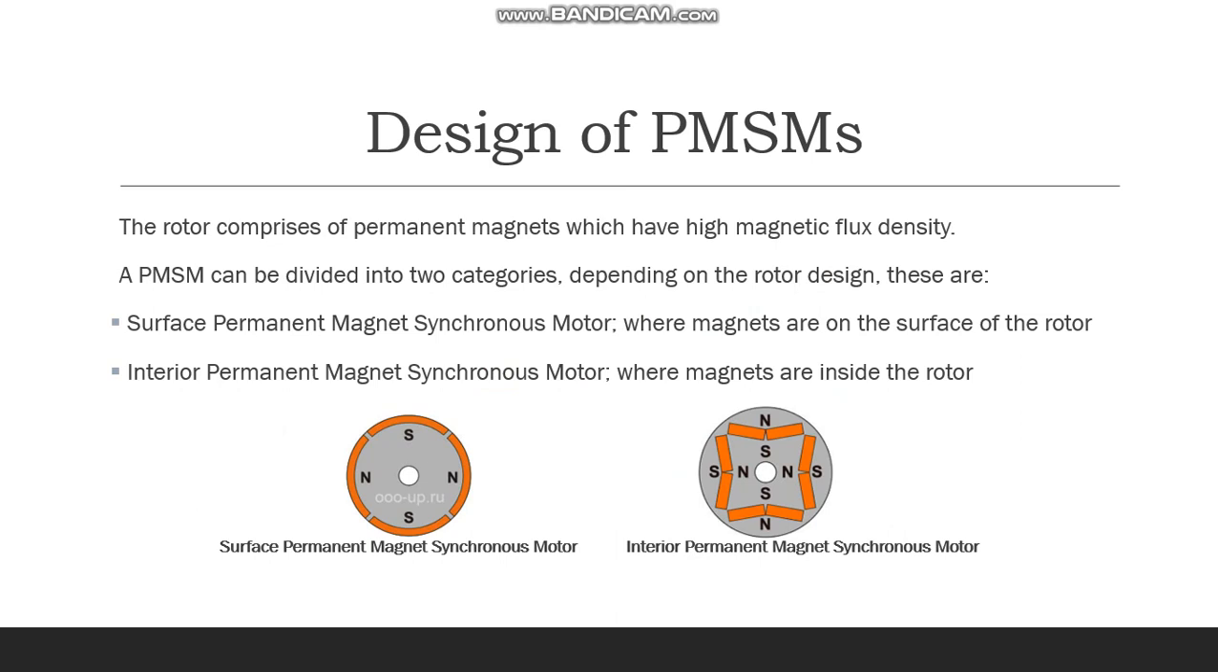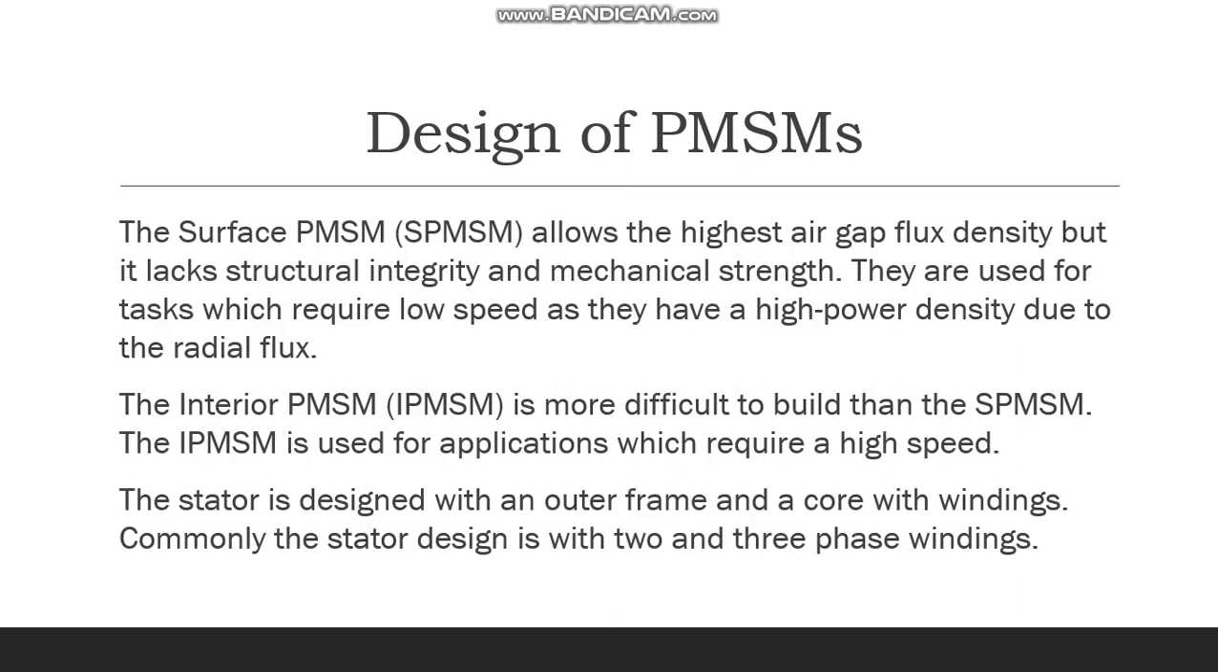These can be shown on the figure. On the left we have the SPMSM and the magnets in orange can be shown on the surface, while on the right we have the IPMSM where the magnets can be seen inside the surface. So the difference between the two types of motors is that the SPMSM, although it allows a high air gap flux, has a low structural integrity and a low mechanical strength. Hence, it is used for low speed applications.